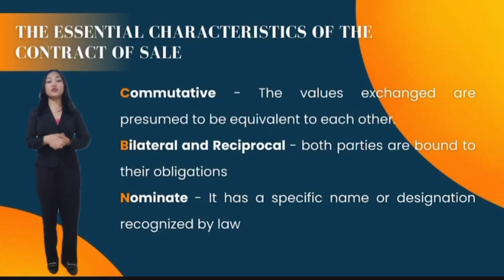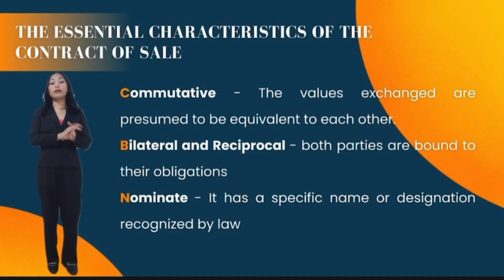Fourth, the contract of sale is commutative. This means that the value exchanged between the parties is presumed to be equivalent. The price should generally reflect the value of the object being sold, although certain exceptions may exist, such as in the case of lottery tickets, where the outcome is uncertain.